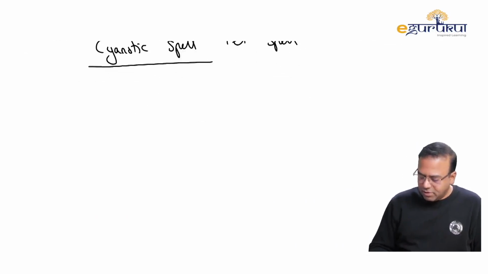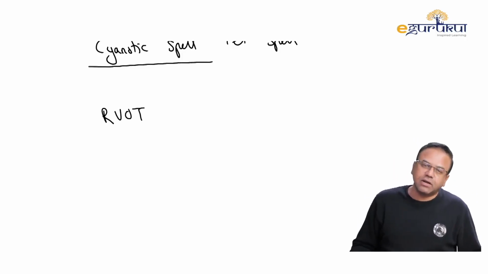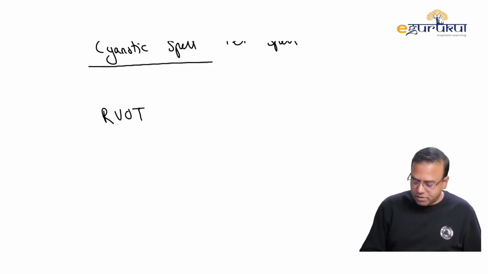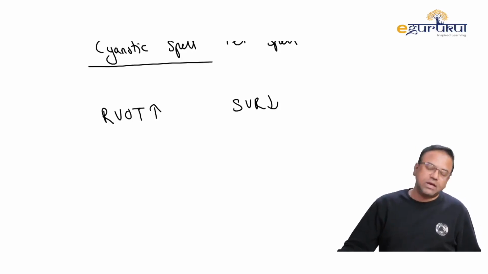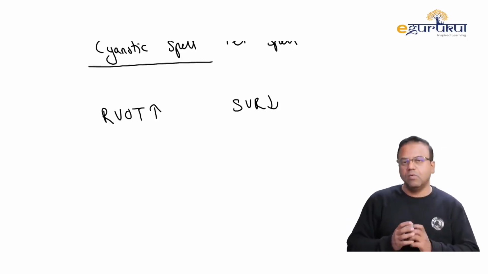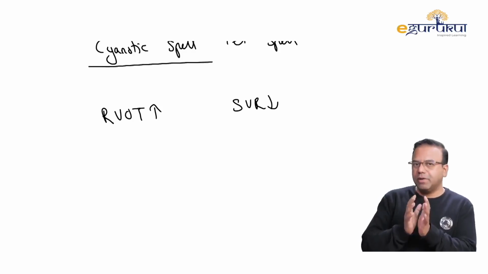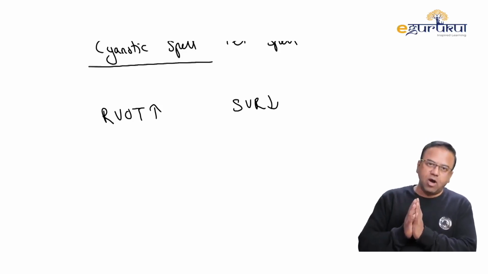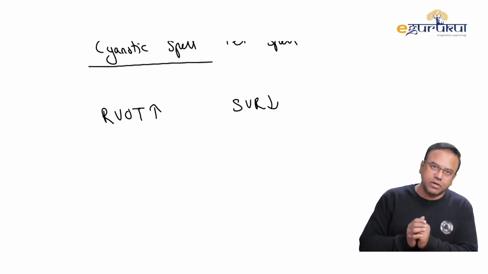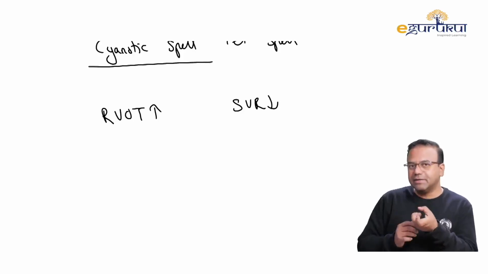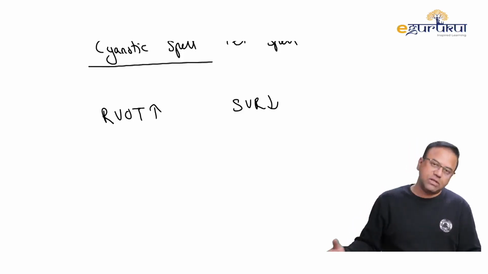For a cyanotic spell to occur, one of two things should be there. Either the right ventricular outflow tract should get obstructed, or the pressure in the aorta should drop, meaning the systemic vascular resistance should decrease. Don't forget, as I told you, the RV has two options. It pushes blood into the pulmonary or into the aorta, and how much of the RV blood enters the aorta and how much enters the pulmonary circuit depends on how tight the RV outflow is and how easy it is to put blood into the aorta.